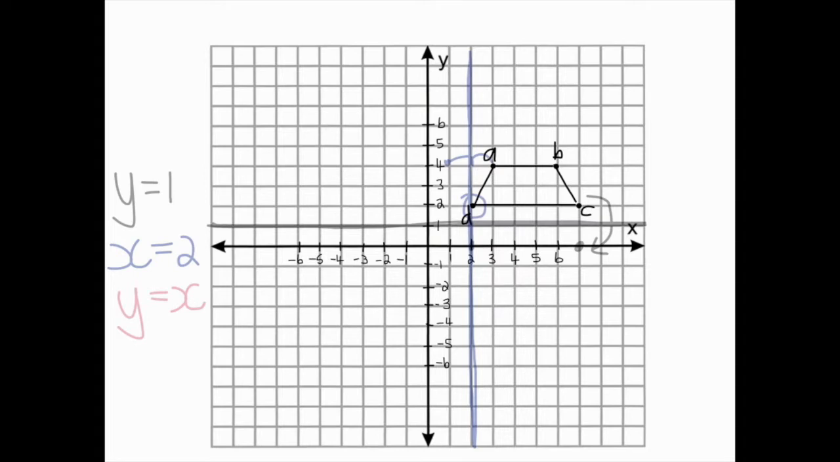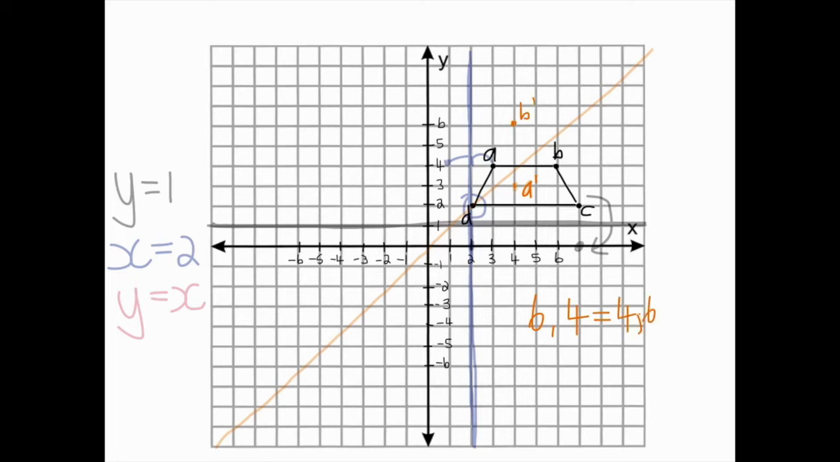Your line of reflection will go from the bottom left of your Cartesian plane in quadrant 3, pass through the origin and travel up to the very right of your plane in quadrant 1. This would mean that in this case your D value wouldn't change, but your A value would become 4, 3. So that would be A prime. Your B value, which is currently 6, 4, would become 4, 6.